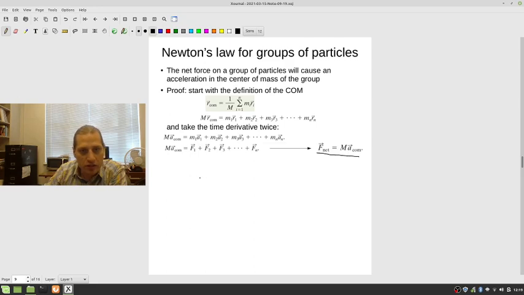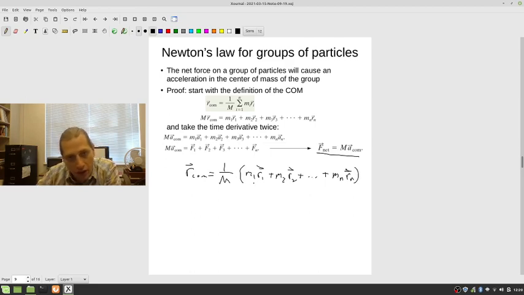Well, my position of a center of mass is defined as 1 over M, remember that's just the sum of all the masses in my system, times m1 r1 plus m2 r2 plus, and I get one of these for each one, mn rn. Okay, so imagine that I have n particles, you get one term in here for each one. Now I can multiply both sides by the total mass, and that gives me something that looks like this.